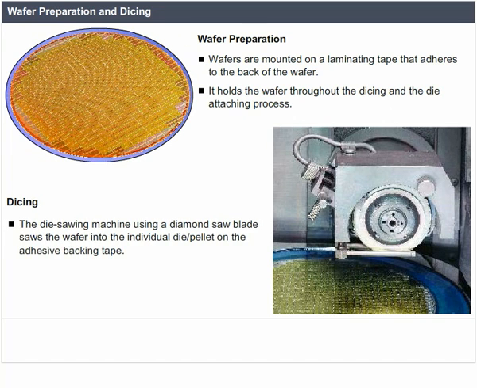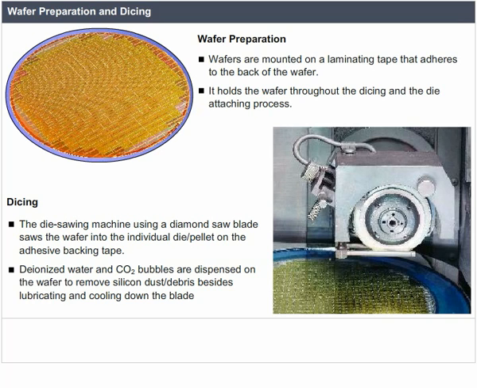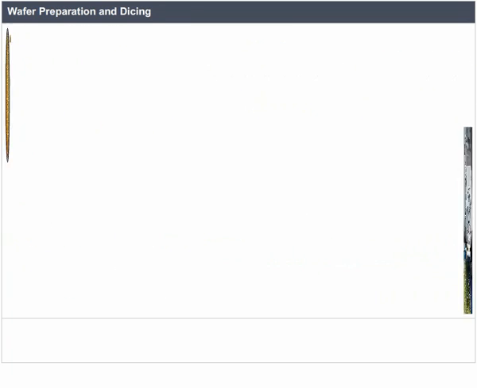Dicing. The die sawing machine, using a diamond saw blade, saws the wafer into individual dies or pellets on the adhesive backing tape. Deionized water and carbon dioxide bubbles are dispensed on the wafer to remove silicon dust or debris, besides lubricating and cooling down the blade. Die attach and wire bonding.